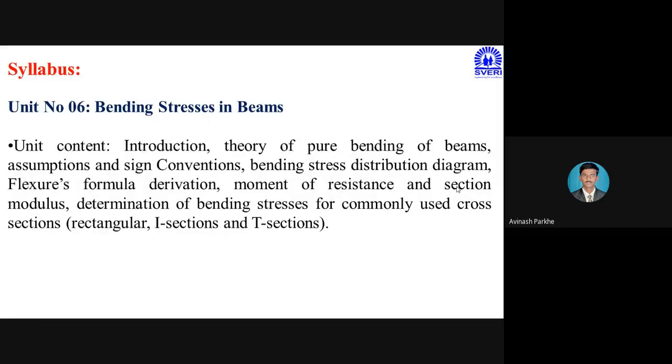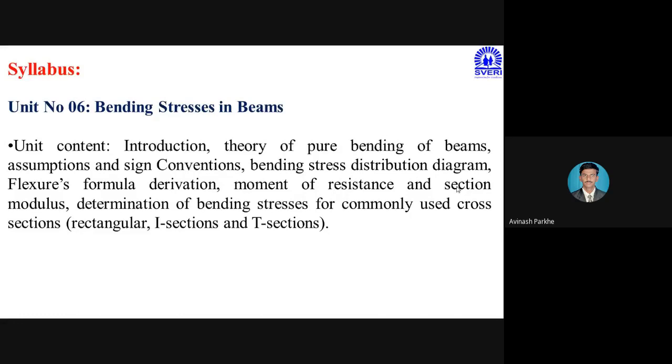So here we have to focus maximum only on two types of beam: one is the simply supported beam and the other is the cantilever beam. So I have to represent the bending stress distribution diagram for the simply supported beam and the bending stress distribution diagram for the cantilever beam. In this chapter we do not have the overhanging beam related to the bending stress calculation. We only have to study the simply supported beam and the cantilever beam.